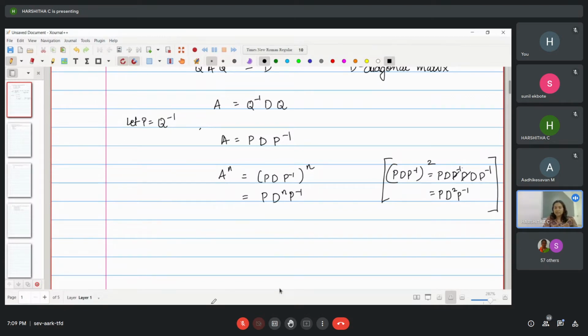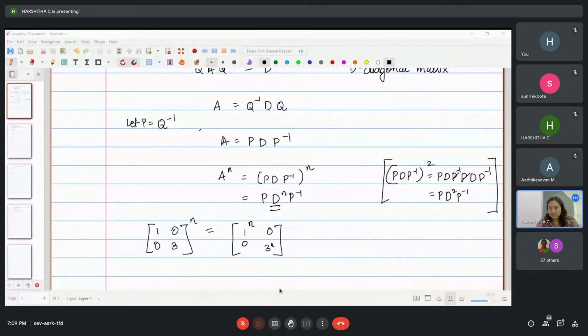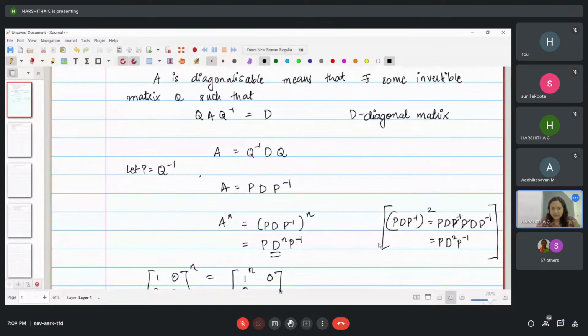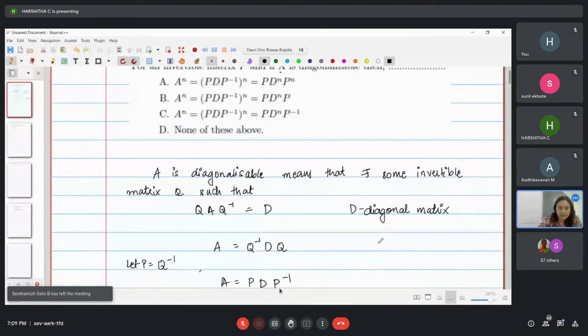Computing the power of a diagonal matrix is very easy. So you have 1, 0, 0, 3. If you take power n, you can multiply and see this will just be 1 power n, 0, 0, 3 power n. So computing D power n is easy, and knowing that something is diagonalizable makes the computation of its powers easy too. I hope this was clear. Any questions? So you are right.